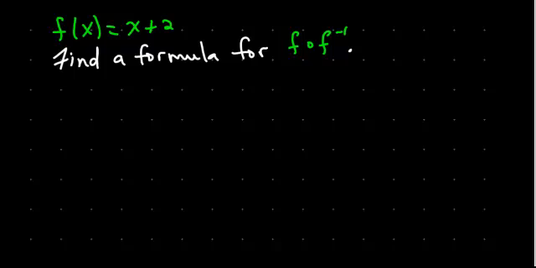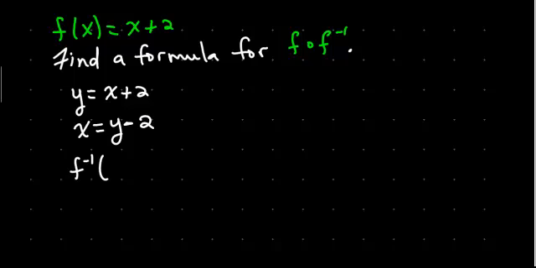Okay, we have the function f of x equals x plus 2, and our instructions are to find a formula for f composed with f inverse. So the first thing I want to do is find the inverse function, f inverse. So we set f of x equal to y and solve. So y equals x plus 2, and subtracting 2 from both sides, x equals y minus 2. That is, f inverse of y equals y minus 2.